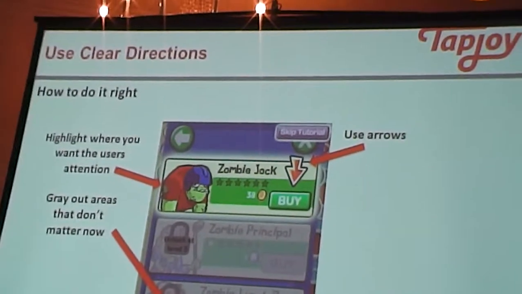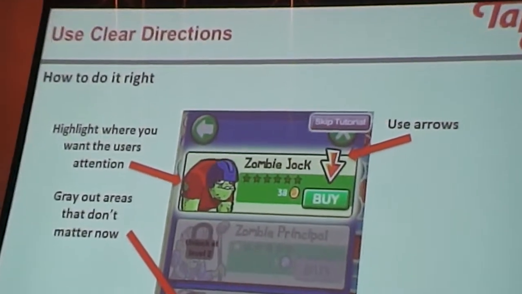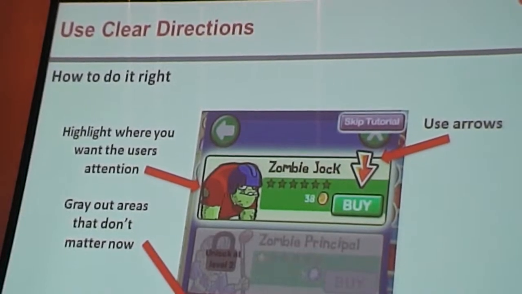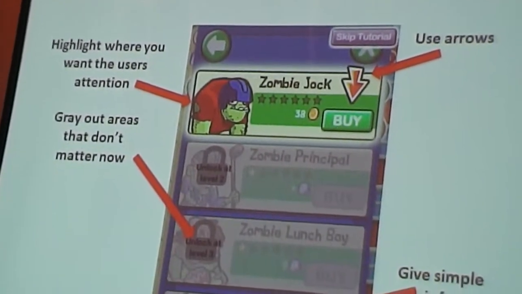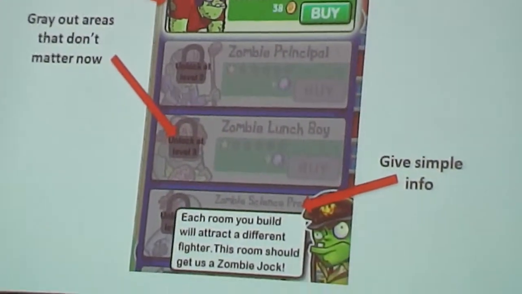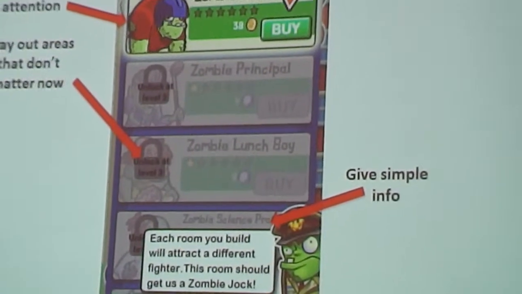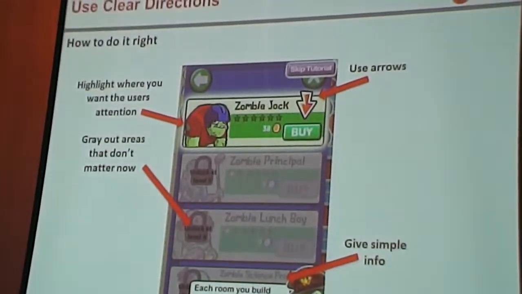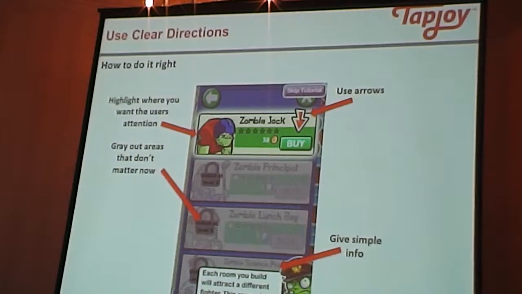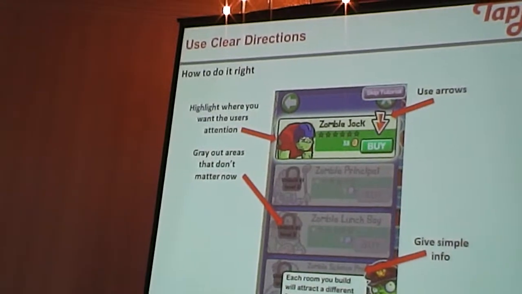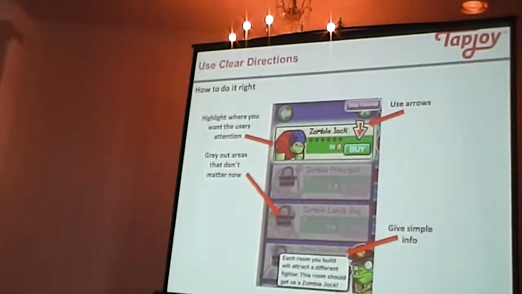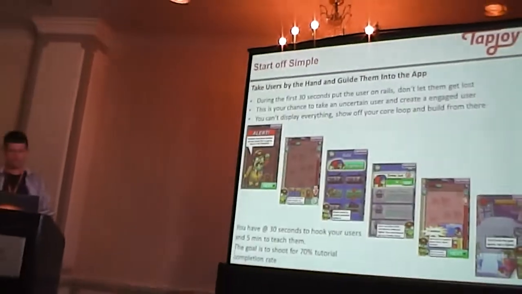So I'm a big fan of highlighting the areas that you want them to interact with, gray out the areas that don't matter now. Use big arrows, show them here, this is what you should be looking at. Flashing, pulsing arrows are great. And then a little bit of information, don't overload them, but give them some idea of what it is that they're doing here and how this expands their gameplay.